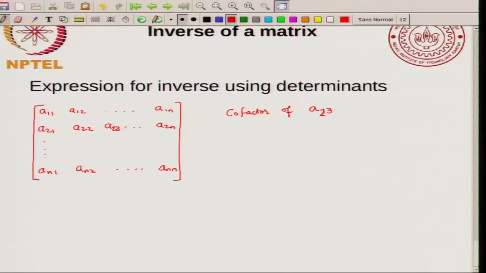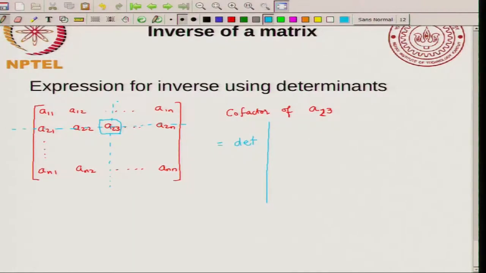Now, if I want to calculate the cofactor of A23, then this is the second row and the third column. What I should do is imagine a matrix where this row and this column are removed. So if I remove this row and this column, what does my matrix look like? The matrix now will look the following way. My cofactor is the determinant of this matrix.